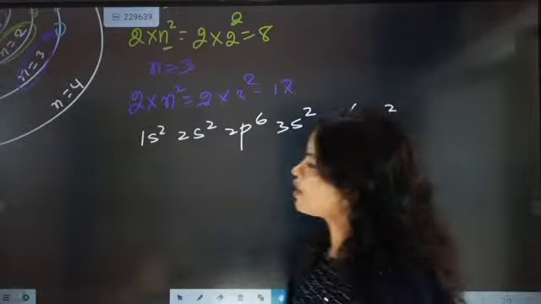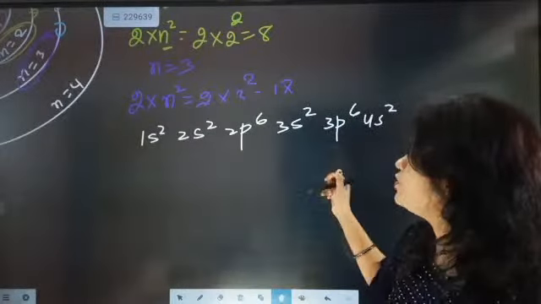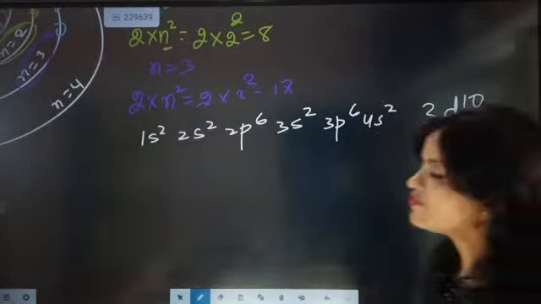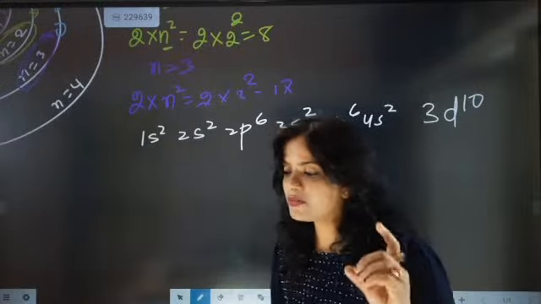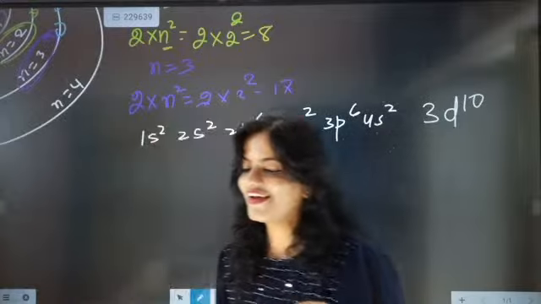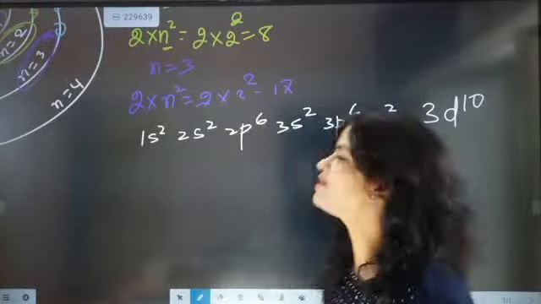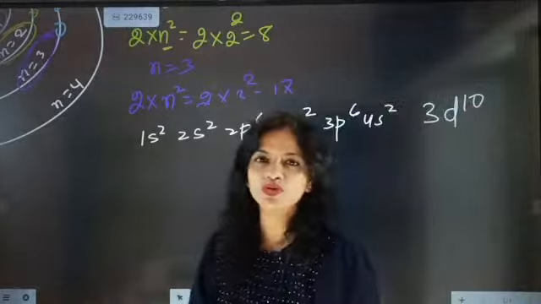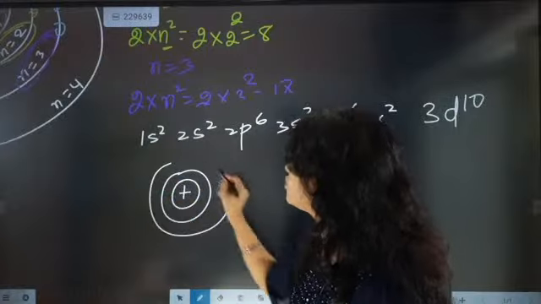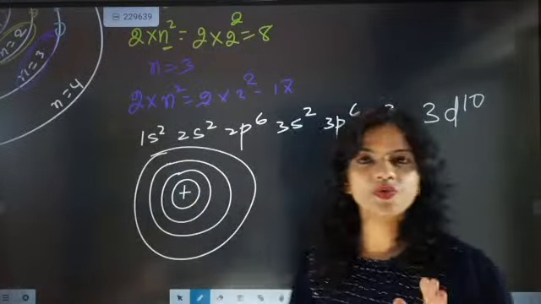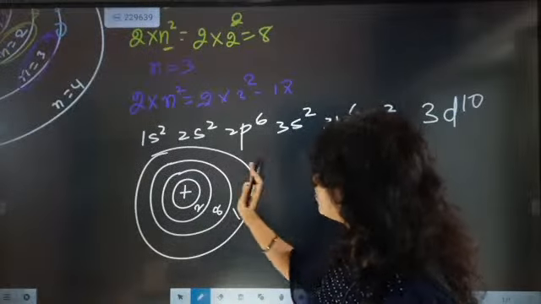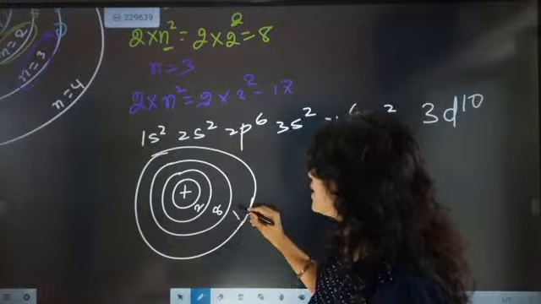Now look here, according to the rule, here one thing I have written: 3d10. Yes, Janani, it is confusing, beta, but for 10th I have already taught this rule, so they know it. So first we know that the KLMN shell rule is 2, 8, 18, and electrons will be filled like this.